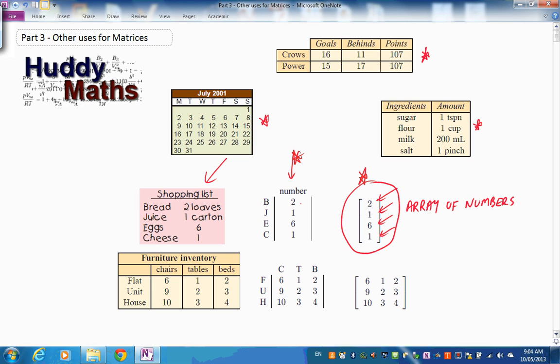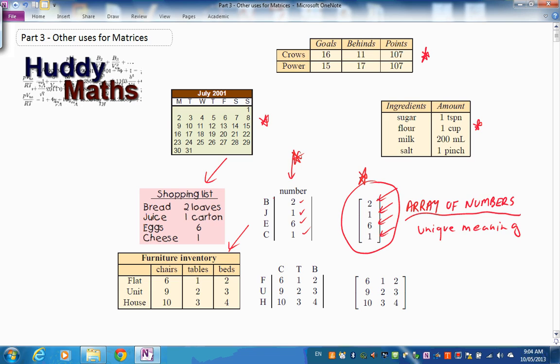And we've picked out the important numbers: 2 loaves of bread, 1 carton of juice, 6 eggs, 1 cheese. So, arrays of numbers which have unique meaning for each entry.